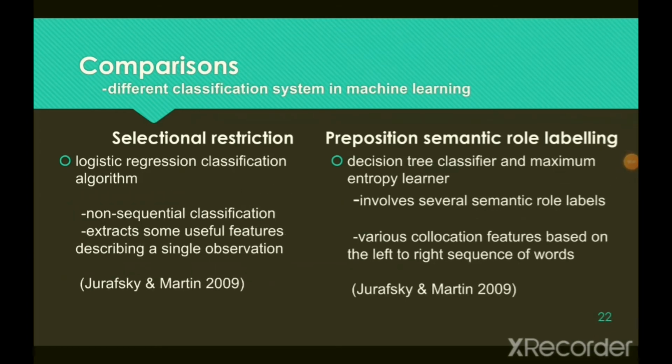The two methods use different classification systems in machine learning. Selectional restriction uses the logistic regression classification algorithm because the tasks involved are non-sequential and the features are small in amount. And prepositional semantic role labeling uses the decision tree classifier and maximum entropy learner because the tasks involved are sequential and it also involves a large amount of collocation features.